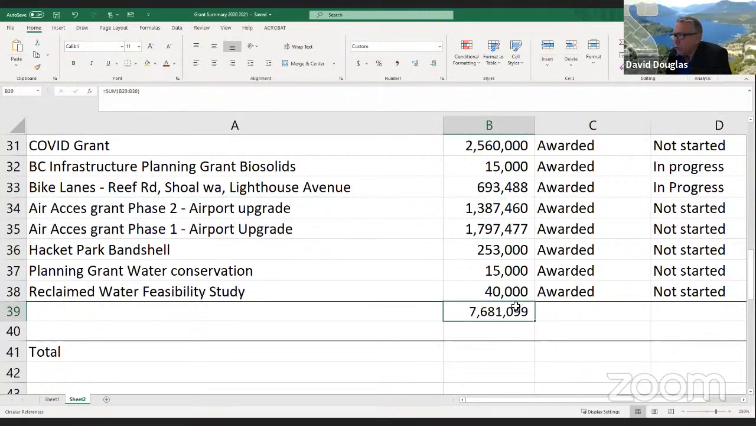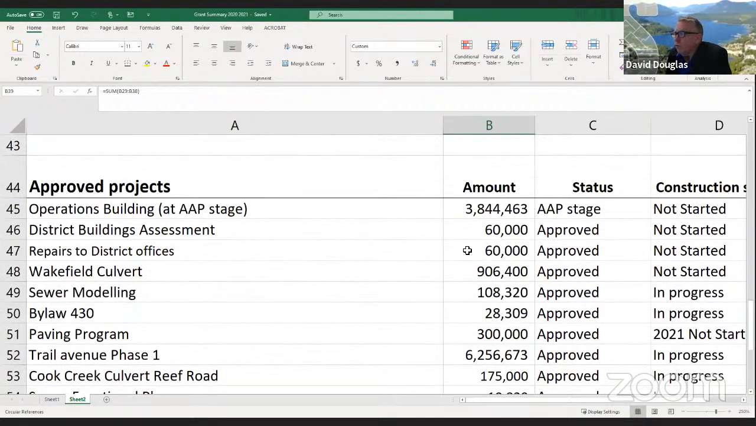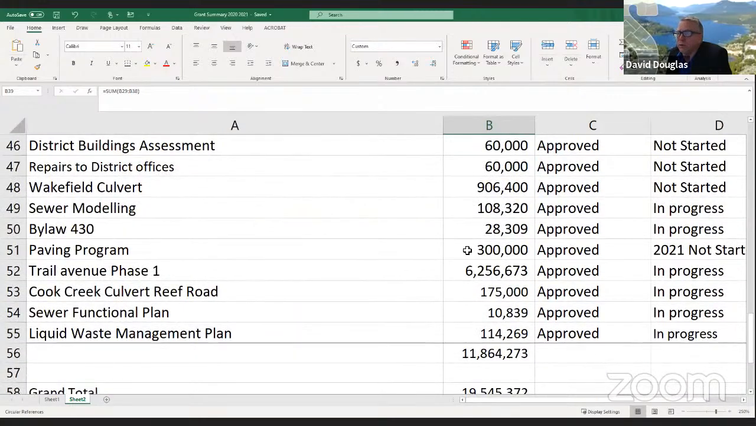So all those grants that have been awarded total $7.6 million, and then grants previously approved to us, $11.8 million. So big money, big grants happening, and we'll see some really nice improvements to the district in the upcoming year and a half.